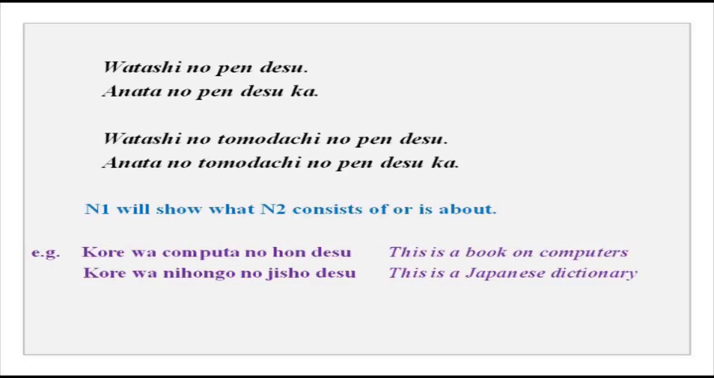This book is on or about computers. This is a book on computers. Kore wa nihongo no jisho desu. This is a Japanese dictionary. This is a dictionary of Japanese words. So no can also be used like this, watashi no pen desu. It can also be used like this, kore wa computer no hon desu.